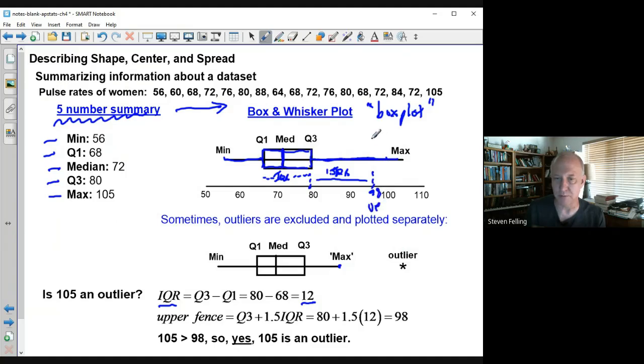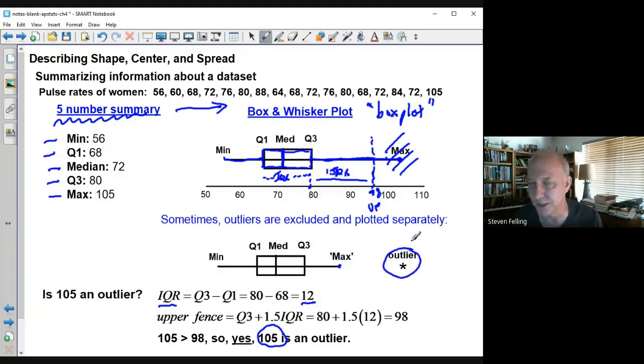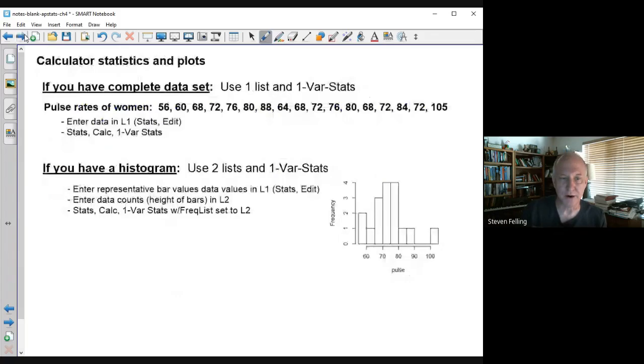So anything above this line is considered an outlier. And so this point out here at 105 is definitely in the outlier region, right? And in fact, it's the only one because the next lowest point here is 88, and 88 is not on the other side of the upper fence. So this 105 is indeed an outlier, and we should identify it separately, separate from the rest of the data. Or we would say this data does have one high outlier, 105 is above the upper fence. All right, so let me go back here.